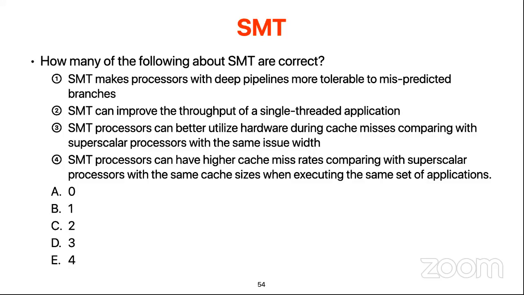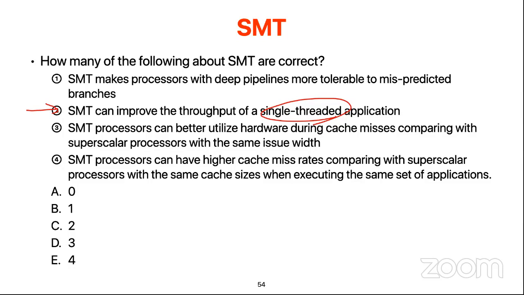So we're between 2, improve the throughput of a single threaded application. Yeah, this is true, because what's the concept of simultaneous multi-threading? You're running multiple threads at the same time. Where are they running? In the same, they're getting decoded and issued to the same pipeline, right? Pipeline, yeah. So do you think for a single threaded application, the throughput is going to be better or worse?